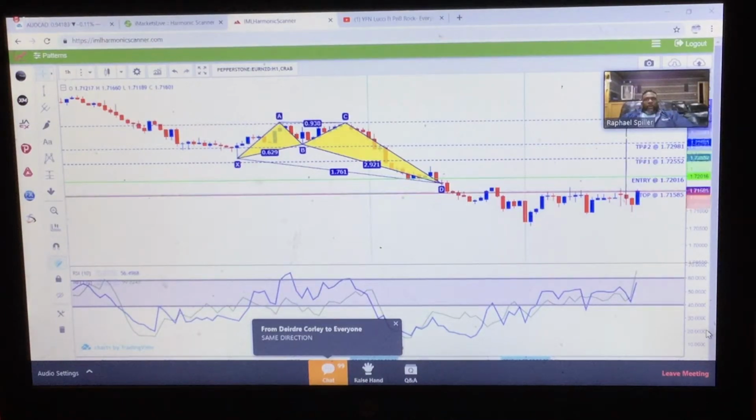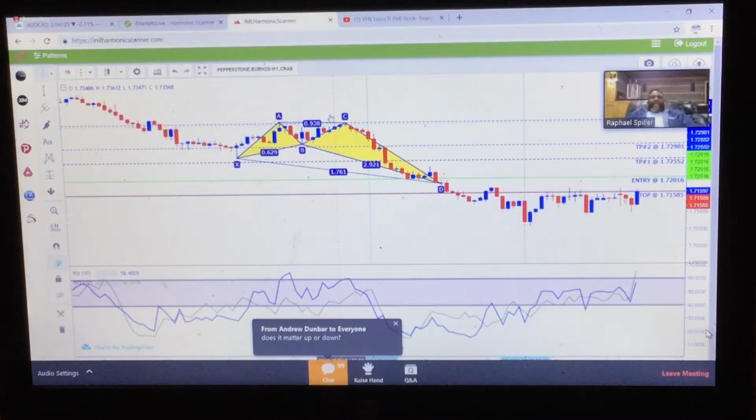Where do you want them going? Very good. Same direction. You want them both to break the 60 level, or you want them both to break the 40 level? Same direction.